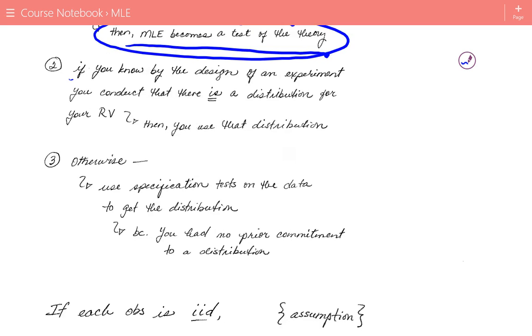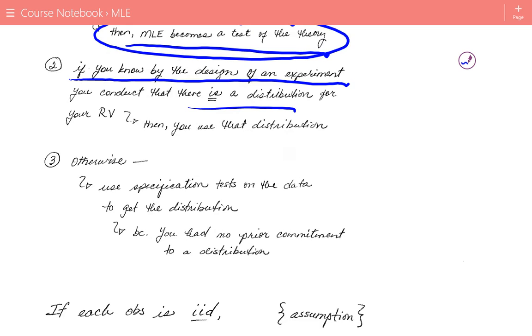Another way is that if you simply know it by the design of the experiment. And if that's the case, well, then you would use the distribution that the underlying random variables actually have. Right? So if you're going to flip a coin multiple times up to the point at which you first get a head, then that's going to have a very specific distribution. And you would know that ahead of time.